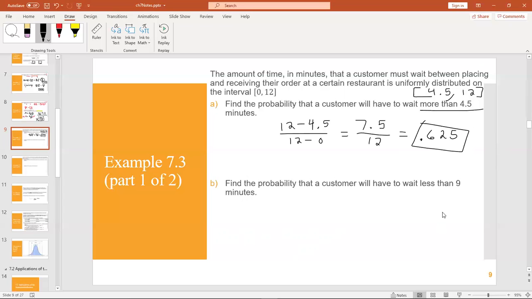What's the probability that they will wait less than 9 minutes? Okay, so that means you can go as low as you can possibly go, and then the highest you ever get is 9, because you need to be 9 or less than what you're interested in. So we're going to do 9 minus 0 over 12 minus 0. That's going to end up giving you 9 over 12. And that's going to be 0.75.